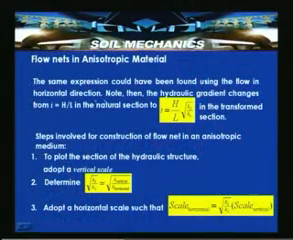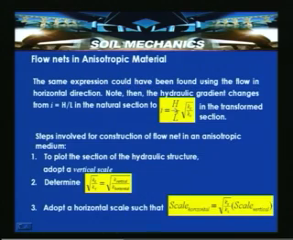The same expression could have been found using the flow in the horizontal direction. In the previous slide, we considered the flow in the vertical direction, and the same thing could be done by considering the flow in the horizontal direction. But note that then the hydraulic gradient changes from I is equal to h by L in the natural section to I is equal to h by L into root over kz by kx in the transformed section.